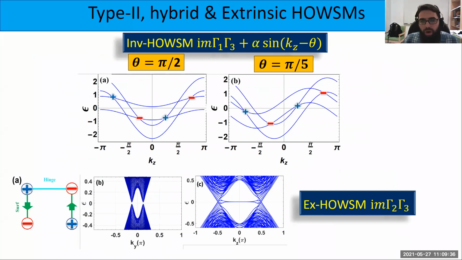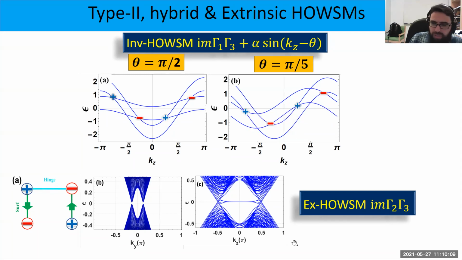Now, of course, I can try to add perturbations to tilt this system. So if I add this perturbation like that, the identity perturbation, I can tilt these nodes in my model. If it's pi over 2, I can get type 2 Weyl nodes, higher order Weyl nodes. If I add pi over 5, interestingly, I can get hybrid Weyl nodes, which basically means that in each pair of Weyl nodes, one of them is type 1 and one of them is type 2. And all of this is just controlled with this theta.